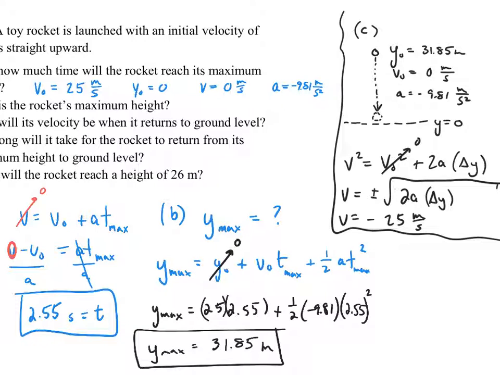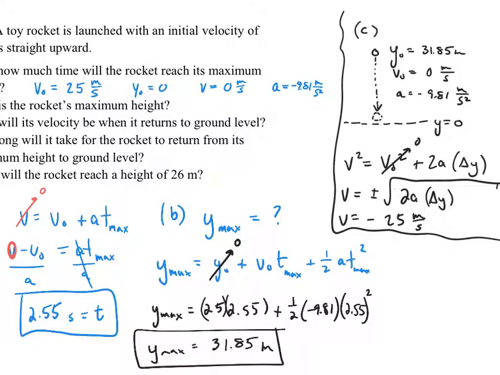Yeah. So the amount of time that you were talking about, the time would be the same on both sides? Very good. And Valentina had her hand up earlier because she was going to say, let's just use the time. Because of symmetry, the time up equals the time down. So look at part D. How long will it take for the rocket to return from max height to ground level? The answer is just 2.55.